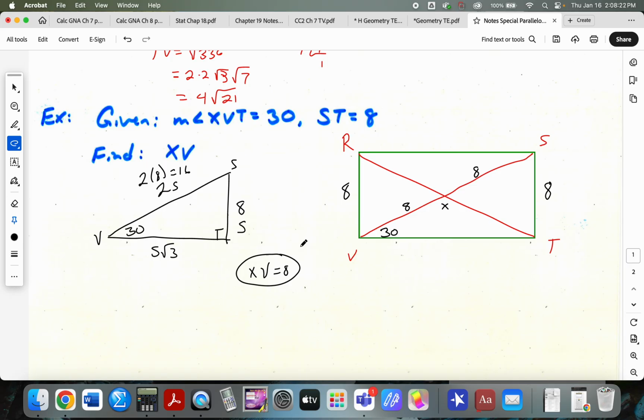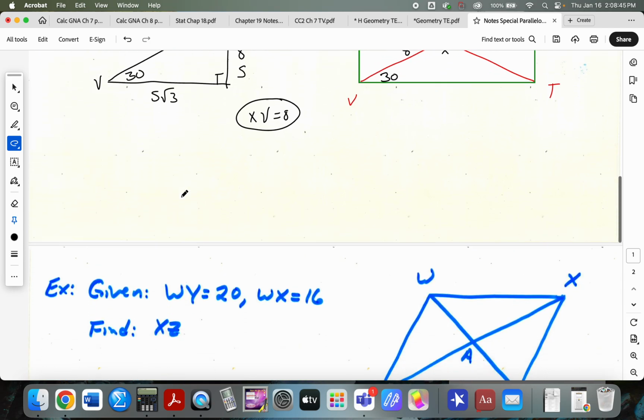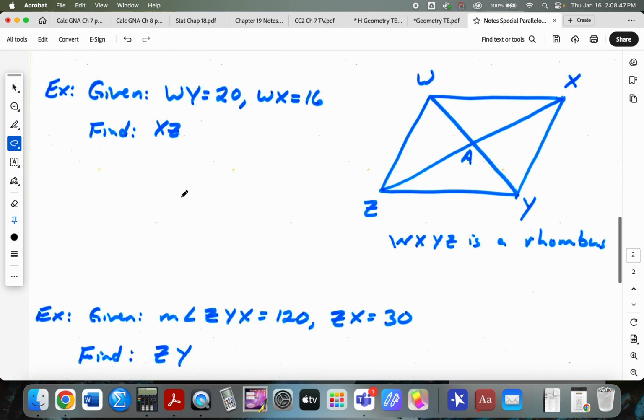I'm sorry? Where'd you get 5 and 3 from? Or is that s and 3? It's s square root of 3. Yeah, where'd you get 3 from? That's the formula. In a 30, 60, 90, the short leg is s, the long leg is s square root of 3, and the hypotenuse is 2s. Okay. That's why I wanted to do this. We haven't done that in a while. All right, let's go on to the next page.